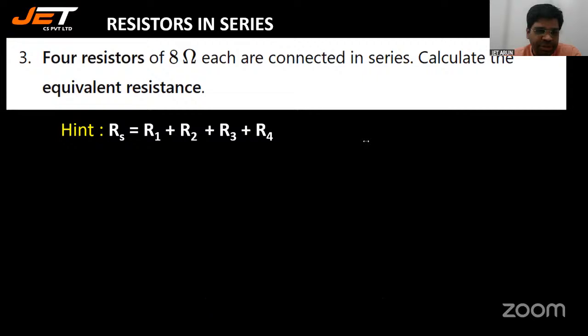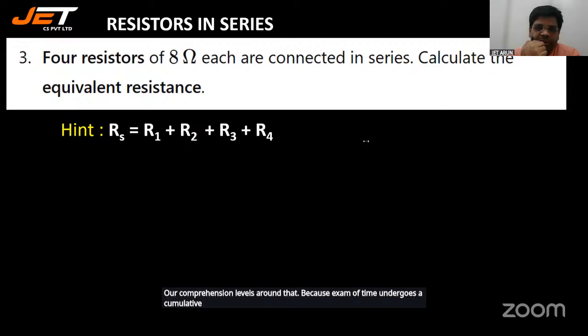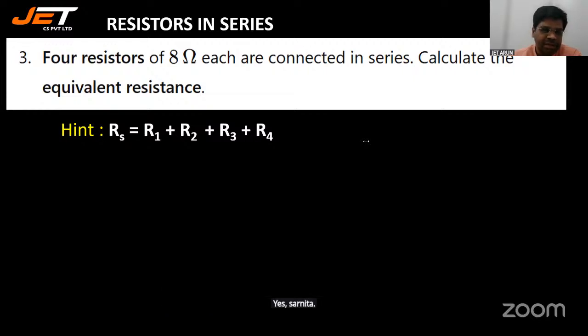Charan, it's not 2 plus 2 plus 2 plus 2. It says 4 resistors of 8 ohms each. Each one is 8 ohms. See, comprehension is very important, students. Comprehension means you have to understand the question as you read it, and the idea should come to you by the time you finish reading the question. Comprehension levels should be like that because in competitive exams there is no time. Yes, Ashwita, good. Yes, Pranita. Charan, think again. It is not what you've written. 4 resistors of 8 ohms each.